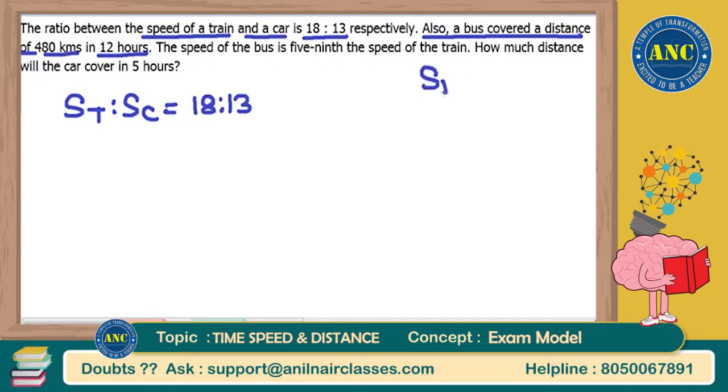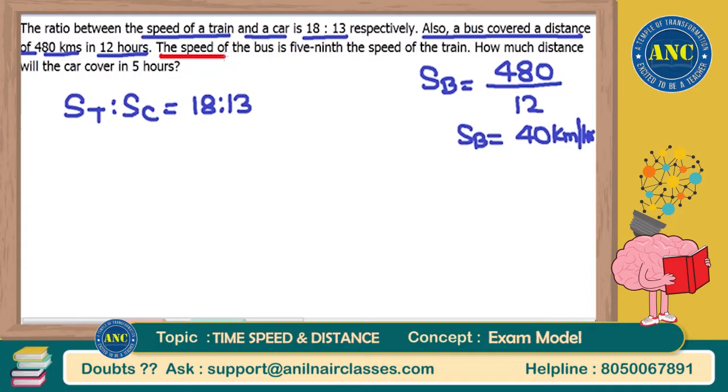That means the speed of bus can be written as distance by time. Distance travelled is 480. Time taken is 12 hours. 480 by 12 is 40 kilometers per hour. Right? That means the speed of bus is 40 kilometers per hour. What is the next statement? The next statement is, the speed of bus is 5 by 9th the speed of the train.